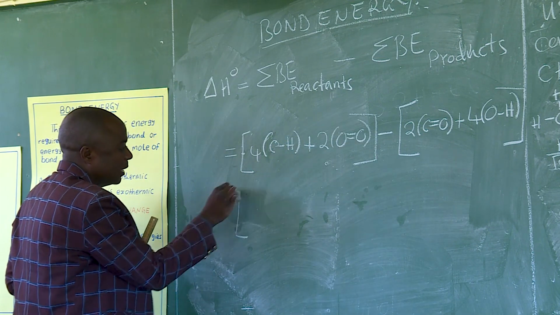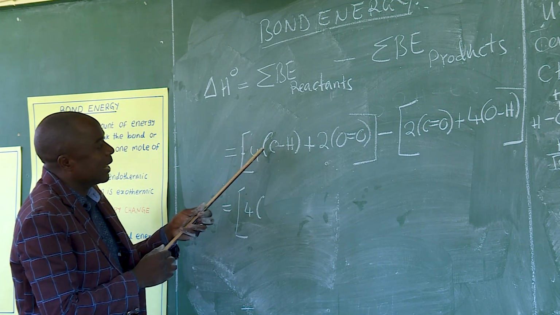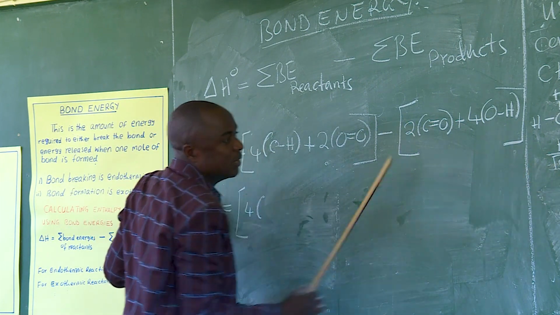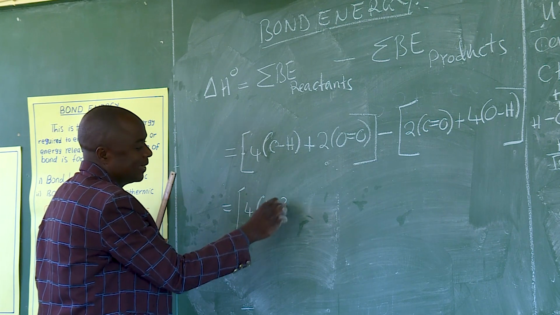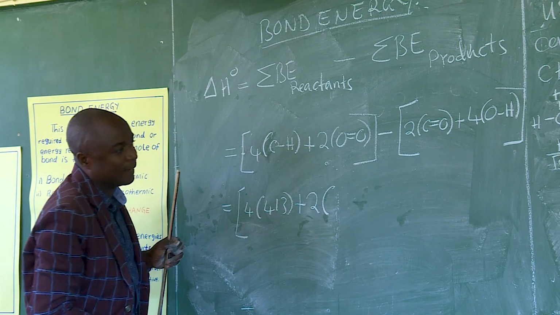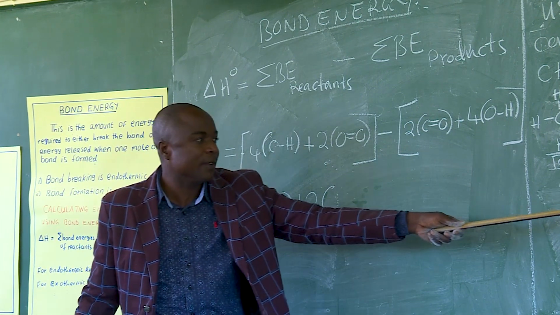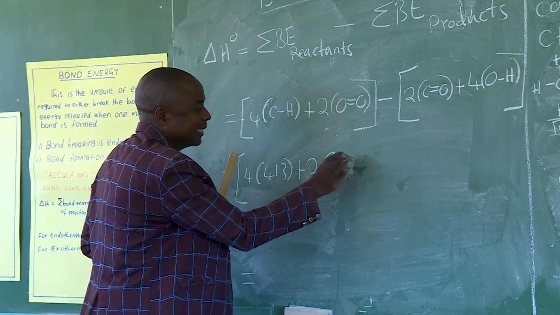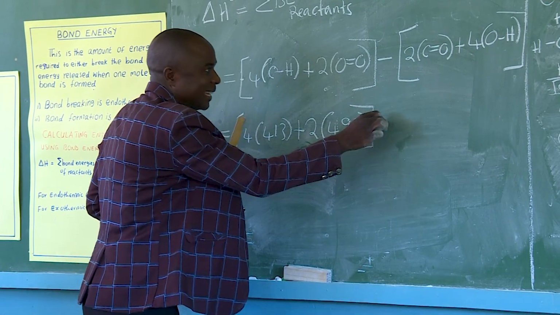After we bring it in this line now, we are going to put the actual values. Okay? So we have 4 multiply that carbon to hydrogen bond. Carbon to hydrogen bond is 413. So we write 413 there plus 2 oxygen to oxygen bond. We have the value there, 495. So we put 495. Okay? We close, minus.